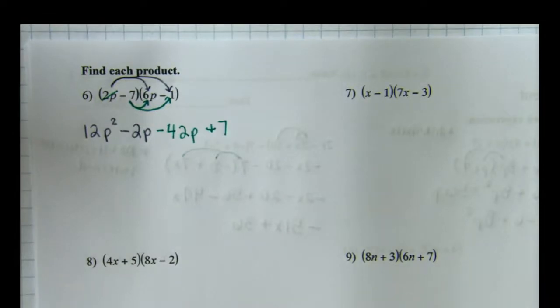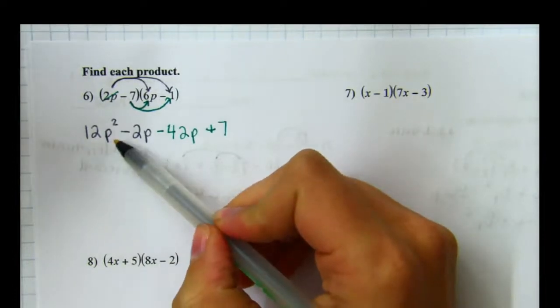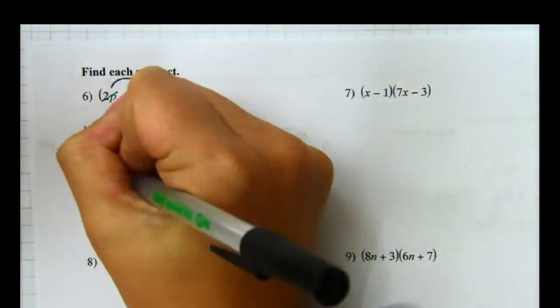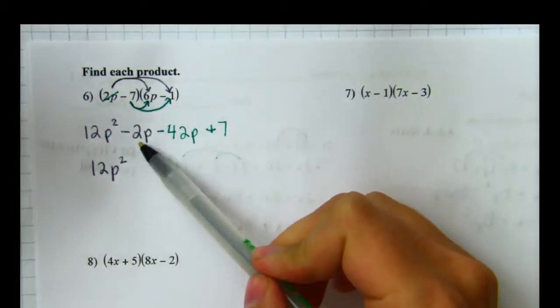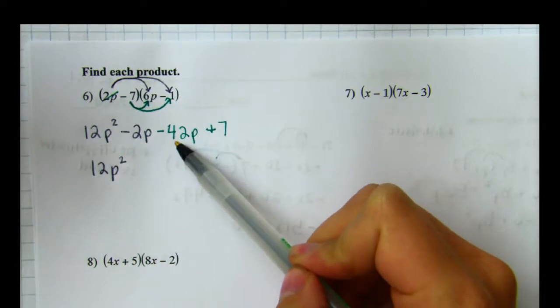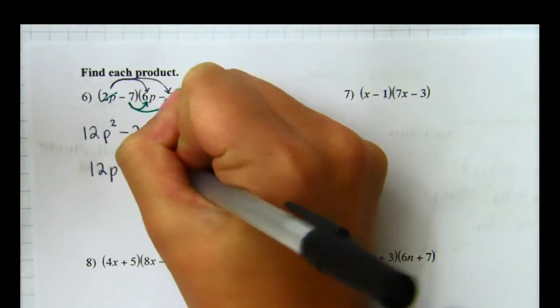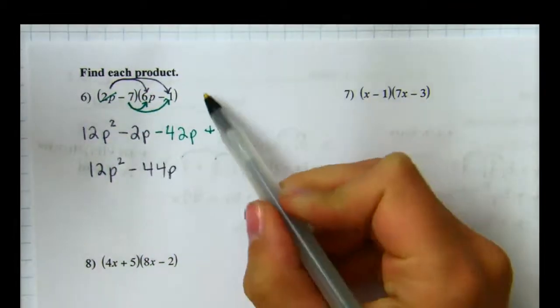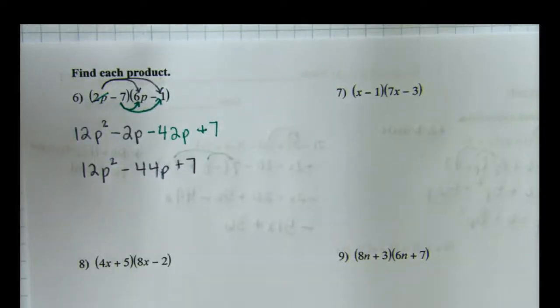Okay, am I done? No, I've got some terms I can combine. I can combine those two p terms. So my p squared doesn't have anything to combine with. It's going to stay the same, 12p to the power of 2. Negative 2p minus 42p will give me what? Negative 44p. And then at the end, this plus 7 has nothing to combine with. It's going to stay exactly like it is.